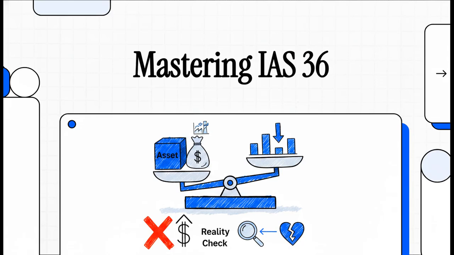Okay, let's jump right into this explainer on IAS 36. If you're studying accounting, you already know your way around a balance sheet, so today we're exploring a fundamental reality check. And that's the principle that assets should absolutely never be carried at a value higher than what they can actually generate in the real world. It's basically the ultimate anchor keeping corporate asset valuations grounded.